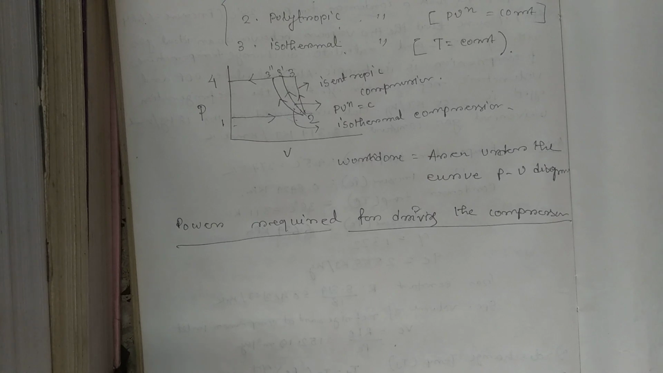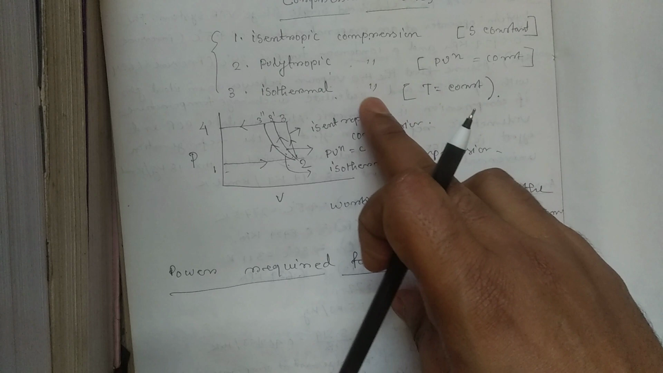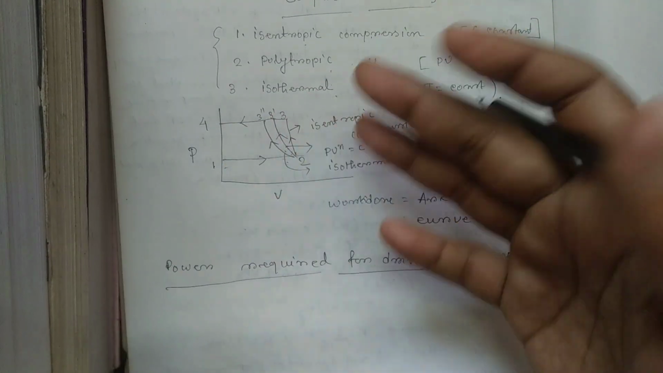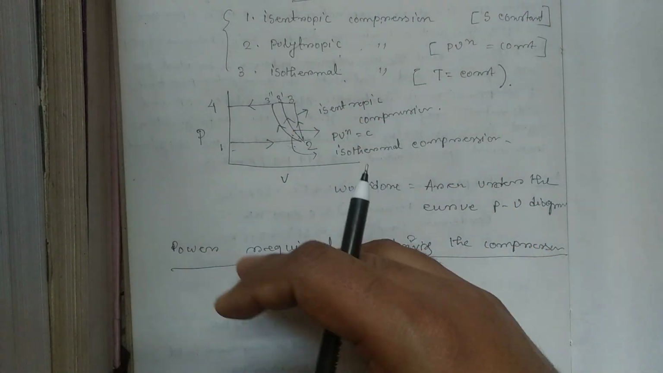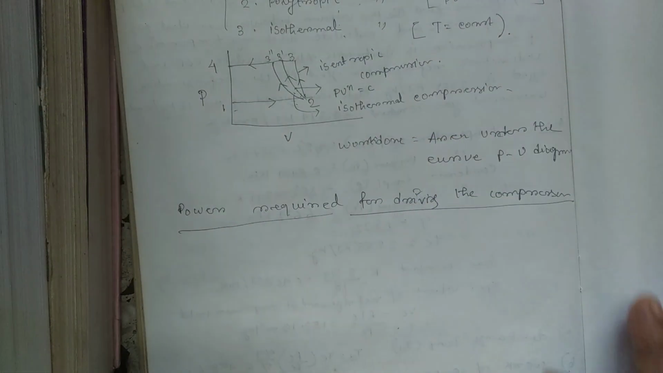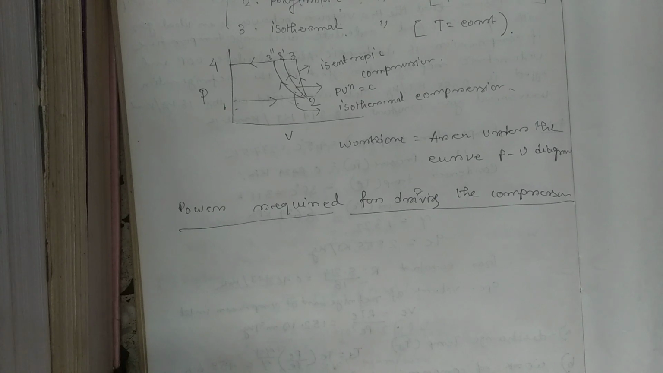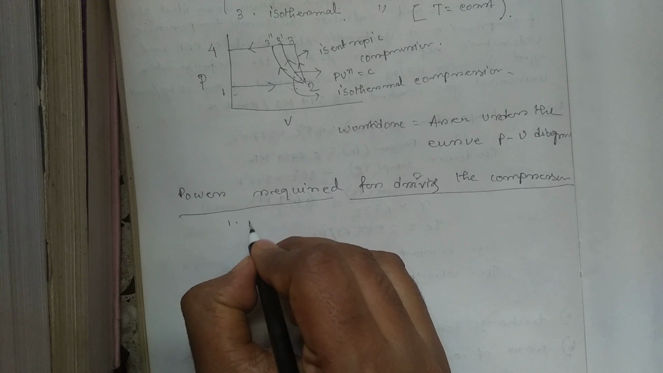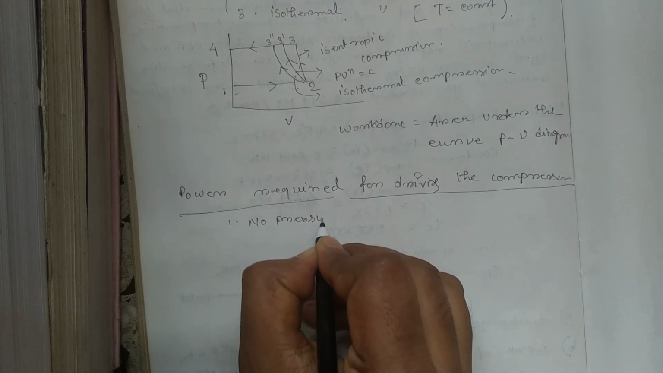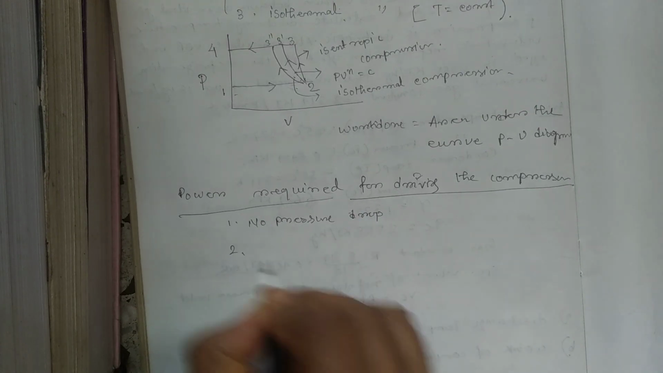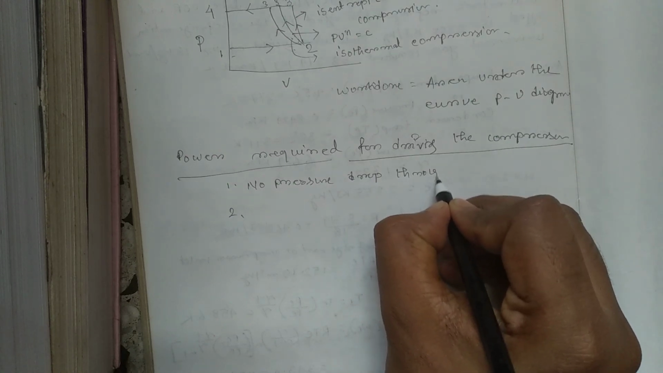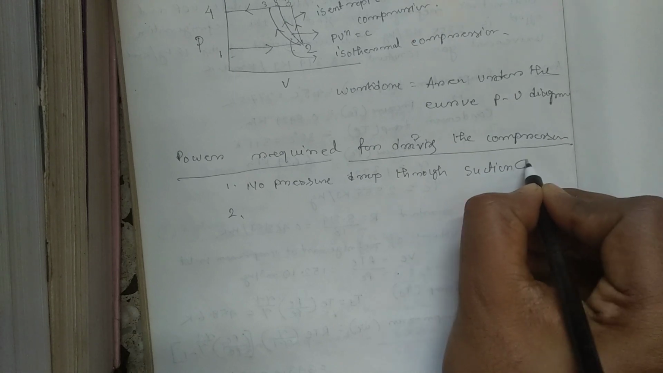If the compression process is isentropic, polytropic, or isothermal, depending on the different compression process, the power requirement is very different from process to process. Now you have to calculate what amount of power is required for the three processes. First of all, when you calculate, some assumptions are there. The first assumption is no pressure drop. Second, no pressure drop through suction and delivery valves.